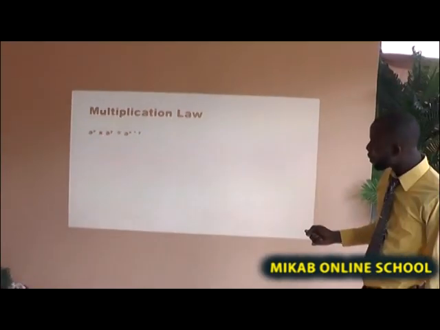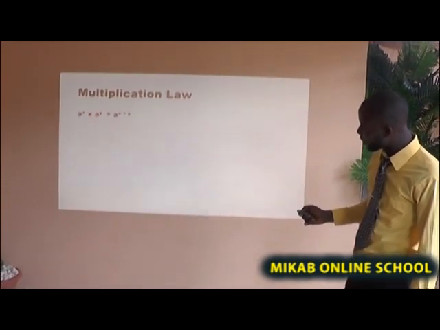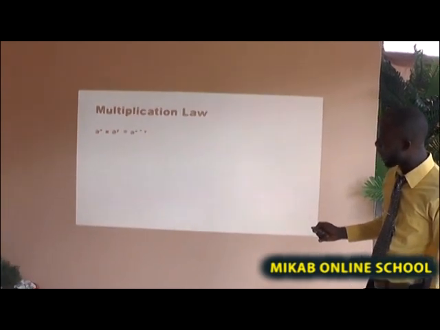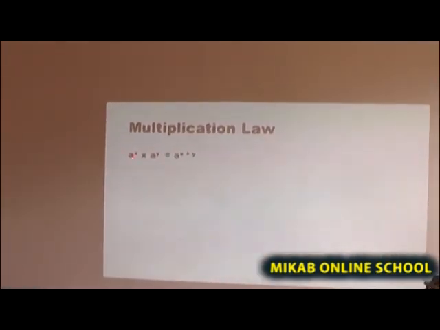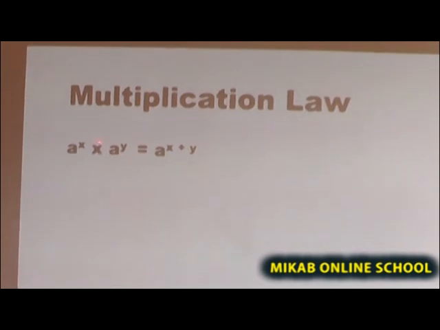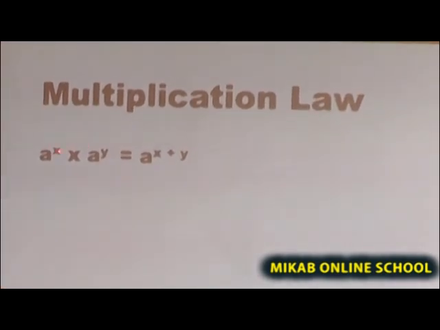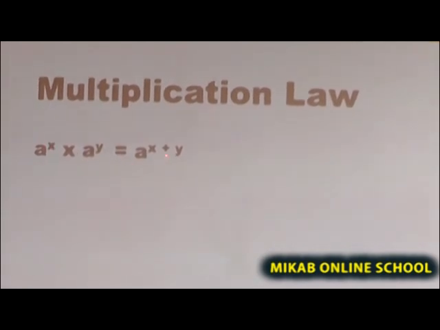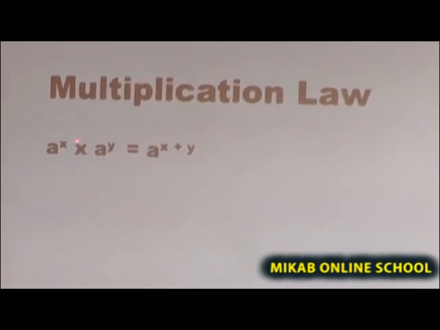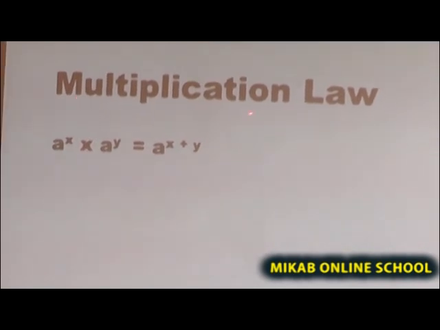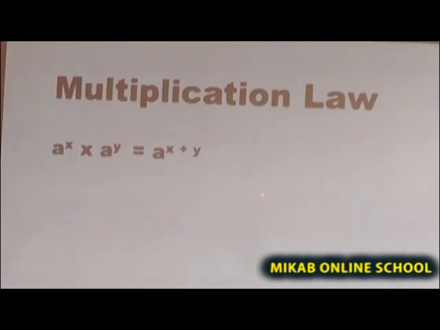And we are going to look at this connectivity here. The connectivity will determine what is going to happen to the power. And after choosing one of these a, we'll write it down here. Then the connectivity shows that we are going to add the powers together, which is x plus y. Because the connectivity is multiplication, that is why we have to add the powers. That is exactly what the multiplication law is telling us.